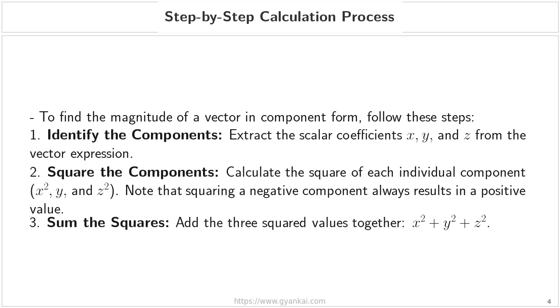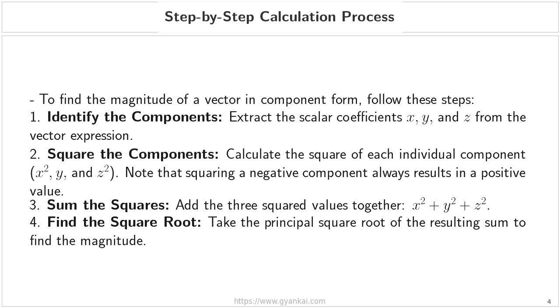Third, you will sum the squares. Take those 3 positive results you just calculated and add them all together. You are essentially finding the total of x squared plus y squared plus z squared. Finally, the fourth step is to find the square root. Take the principal square root of that final sum. Once you've completed this step, you will have found the magnitude. In the next slide, we are going to put this exact four-step method into practice, using a real-world example involving a drone to see how these steps work in a practical scenario.